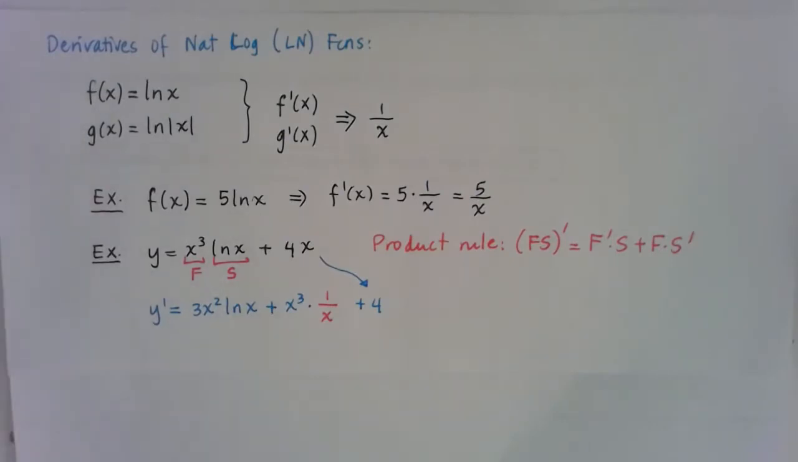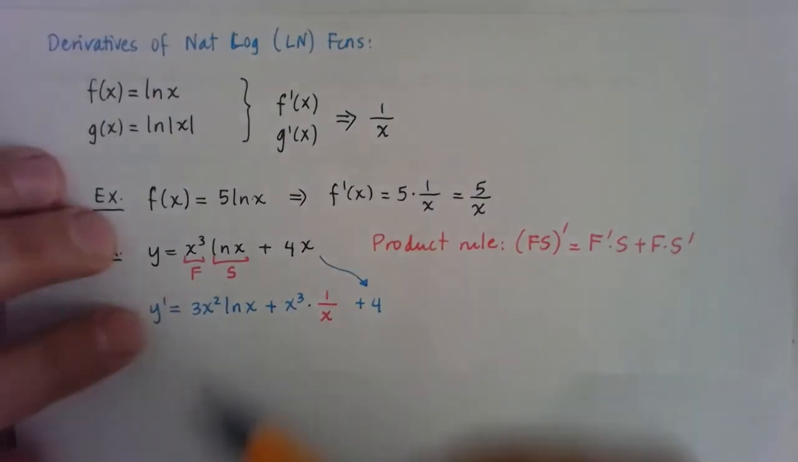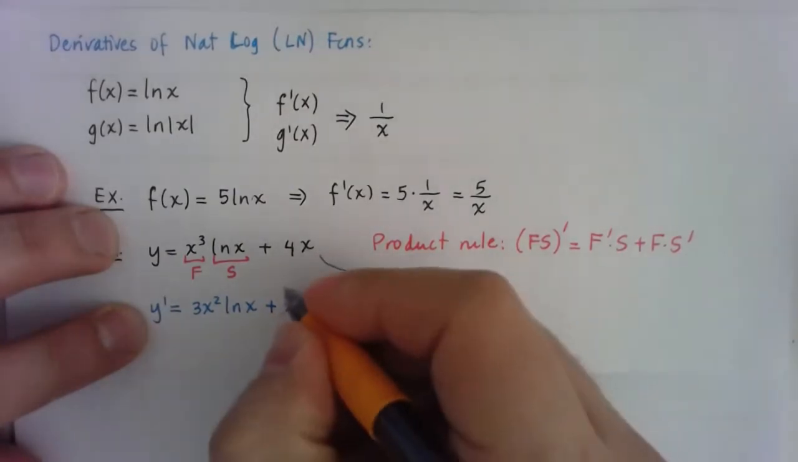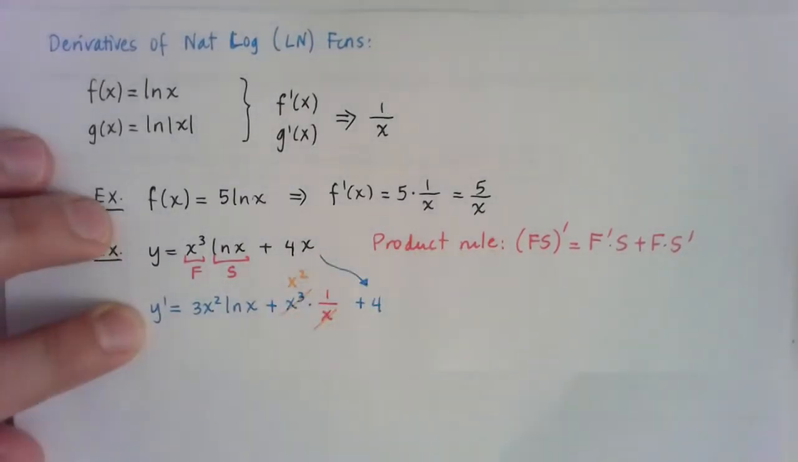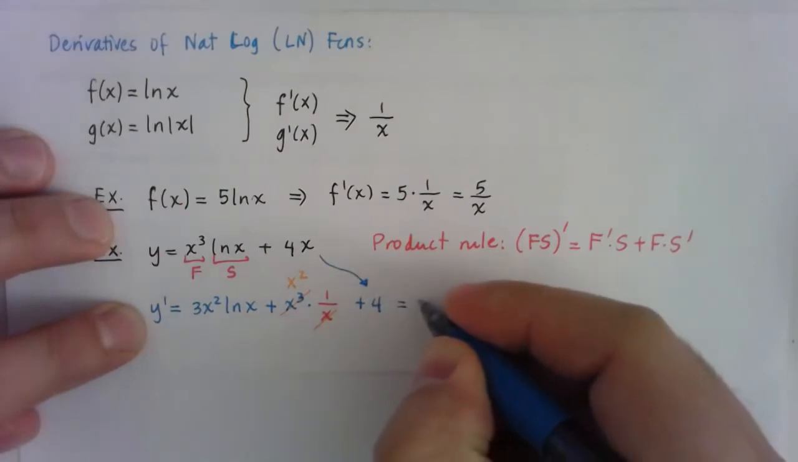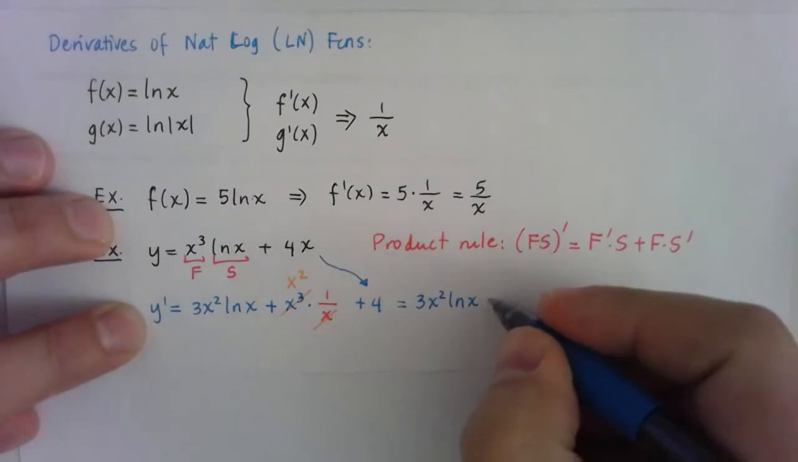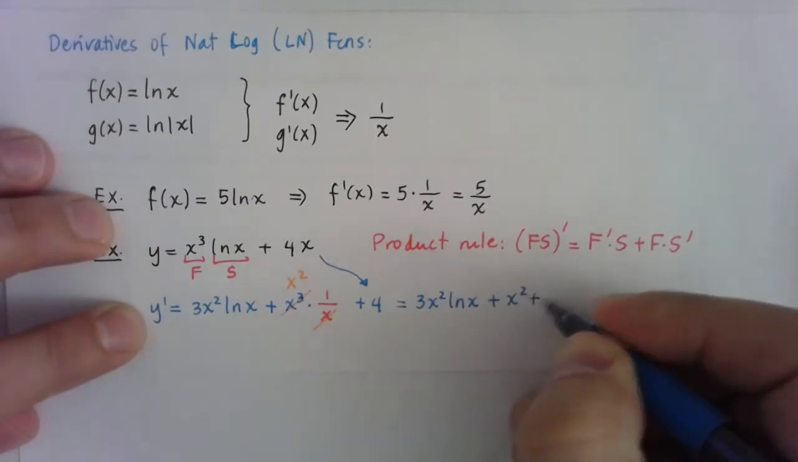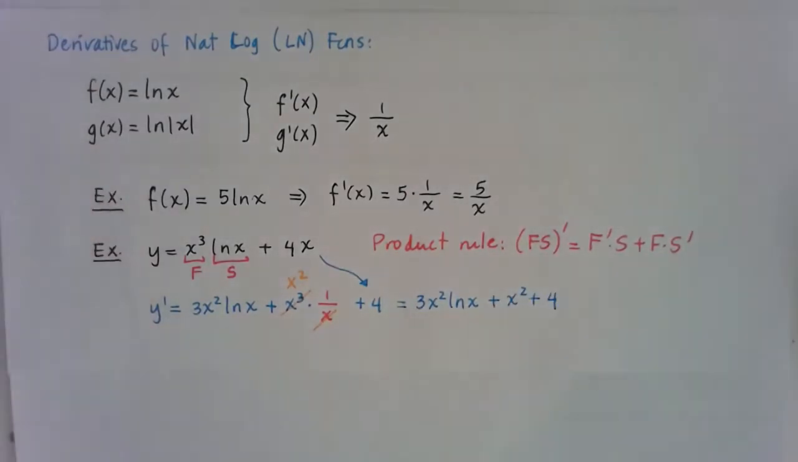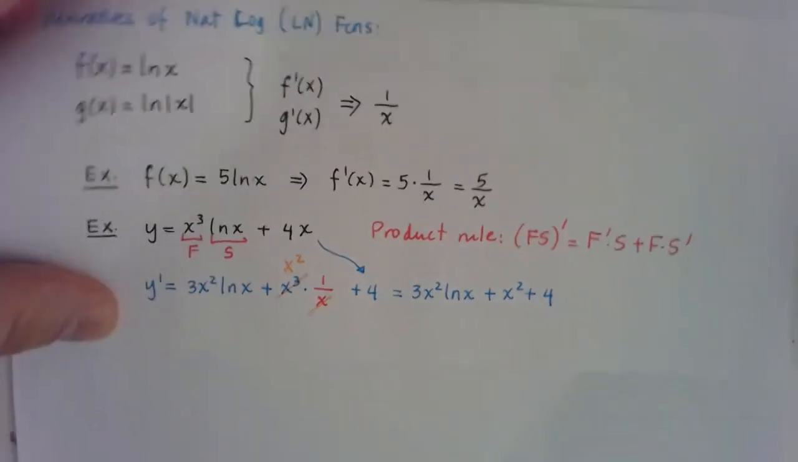We have a simplification here: x to the third and x cancel and you get an x squared. So if you simplify this derivative, it's going to be 3x squared times ln x plus x squared plus 4. So it's pretty easy, not that bad when you have a combination given as a product. Use the product rule.